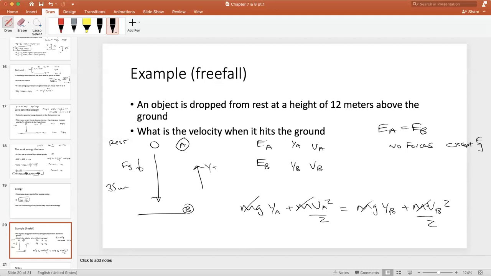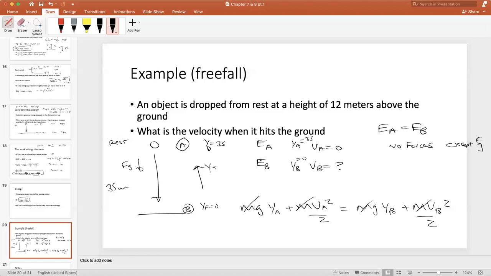I can get rid of my masses. Now, I know that I dropped it from rest, and that means that VA is 0. VB is what I want. Now, you can try this 2 ways. I'm going to do it one way, you can try it the other way. I'm going to say Y initial is 35 and Y final is 0. You could also say that Y initial was 0 and Y final was negative 35. You can get the same thing. So this is 35, this is 0. And we'll see that in a second.